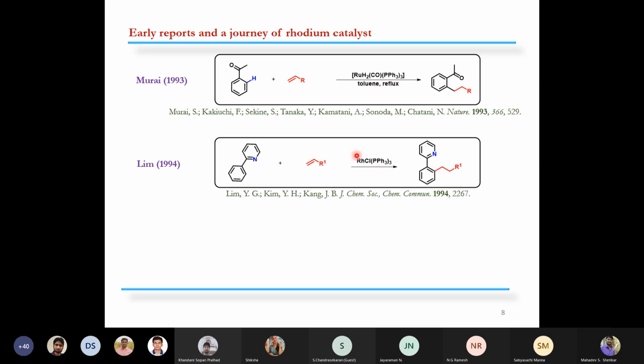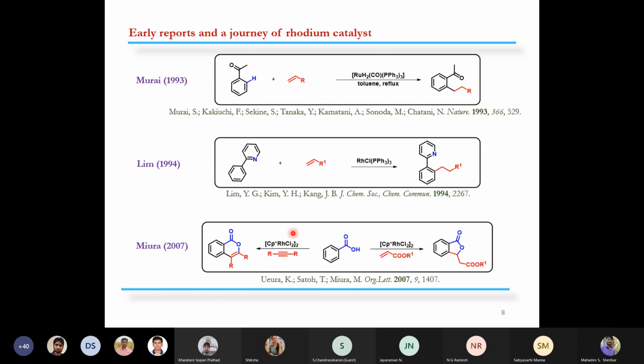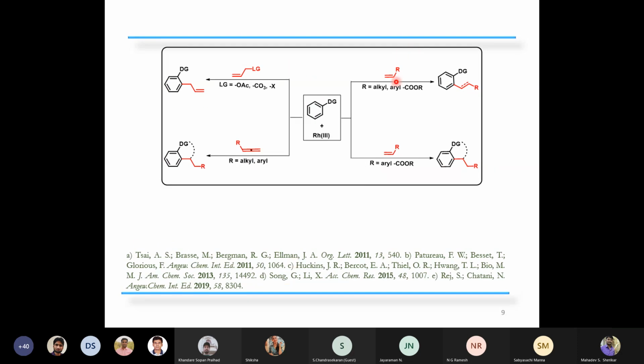Then various groups started using rhodium(I) catalyst, but the high-valent rhodium catalyst, called rhodium Cp* Cl2 dimer, was used for the first time by Miura and co-workers in 2007. They developed the annulation reaction of benzoic acid with acrylate as well as alkyne as a coupling partner. After this report, various groups used different kinds of coupling partners, for example simple alkene, styrene, acrylate, allene, as well as allyl acetate, allyl carbonate, or allyl halides as a coupling partner to achieve the CH activation product at the ortho position by using different directing groups under rhodium catalyst.